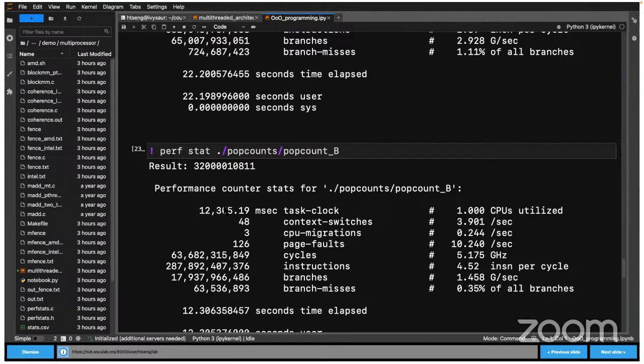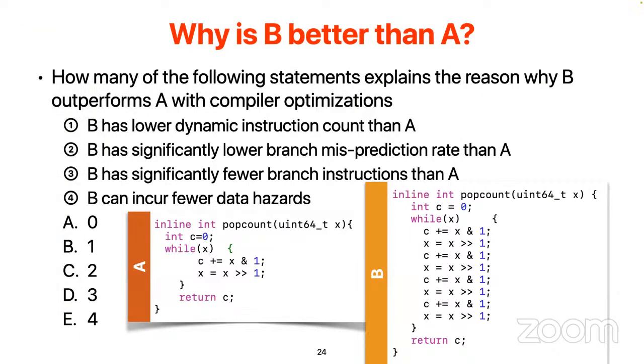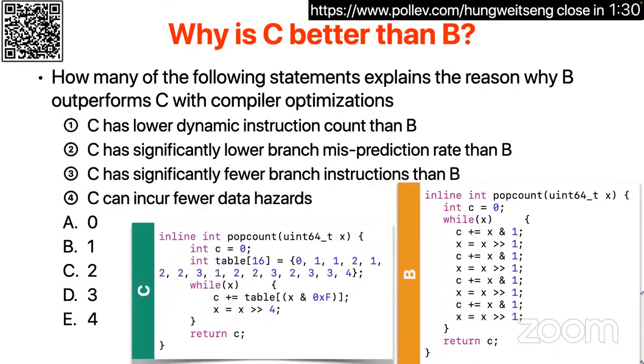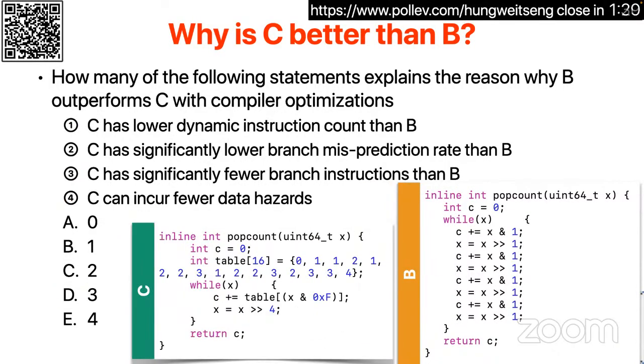Okay, but why is this not the best performing? Why is even the implementation of C better than B? So that's the question that I want to ask you. Why is C better than B? For this question, the answer is 3.